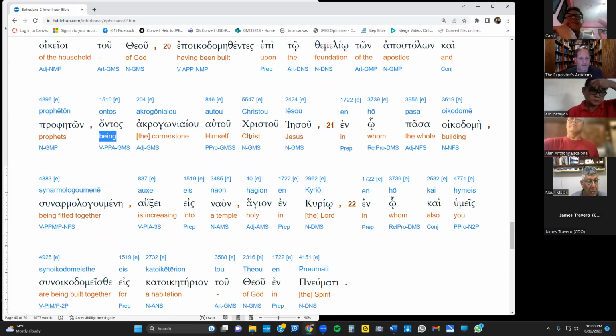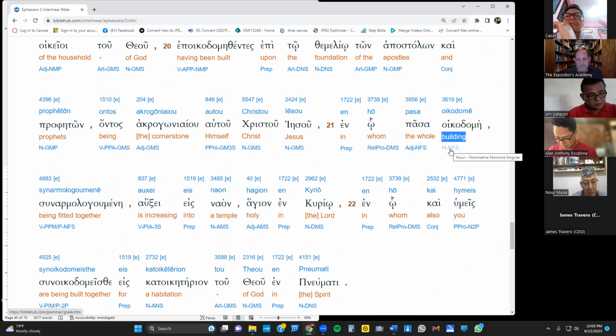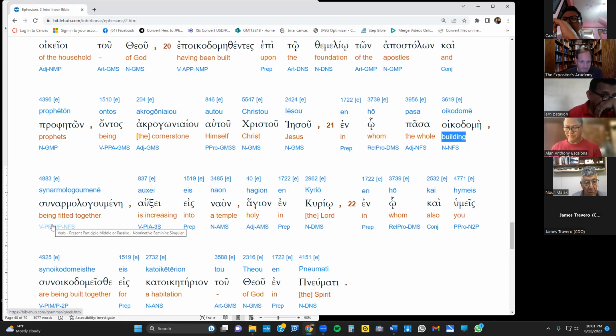And then we keep going. The cornerstone, Christ Jesus, in whom, there's building. So let me see below it. Does it say participle? No, it says noun. So, okay, we were right. The whole building was a noun. All right, being fitted together. There's that being again. What does it say? Present participle. Yes. All right, is increasing or is growing. There's that word increasing. What does it say? Is that a participle? No. Present indicative active. Verb.